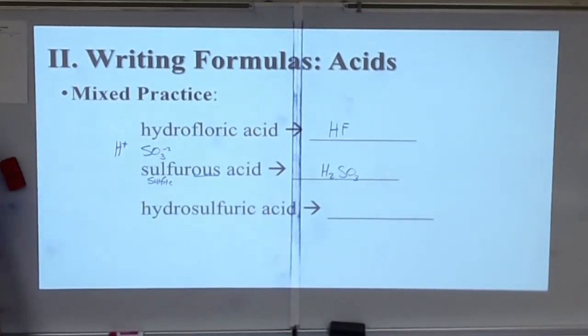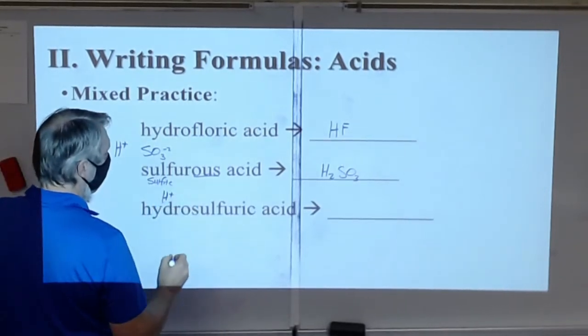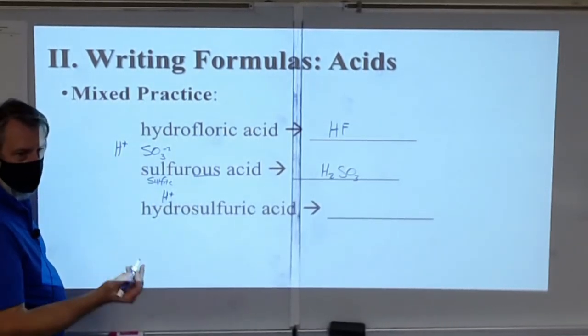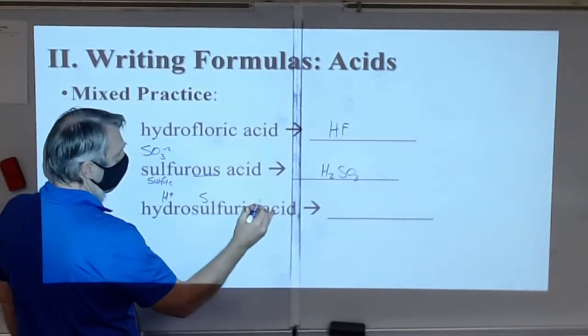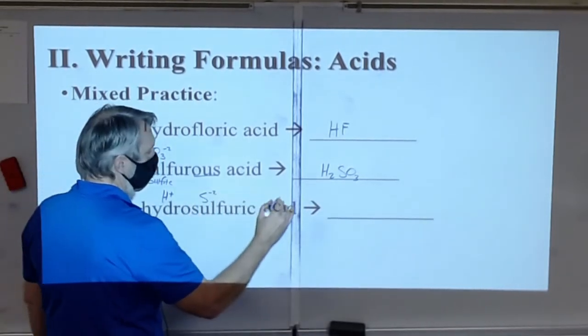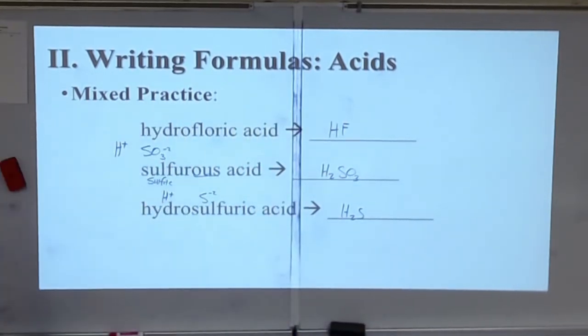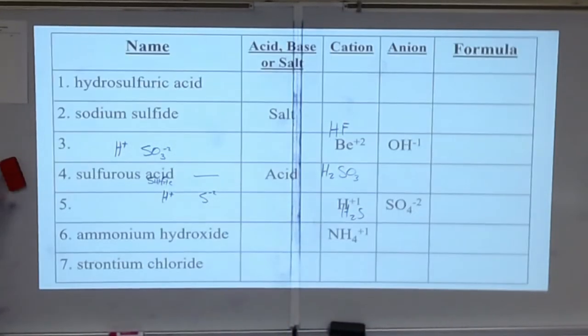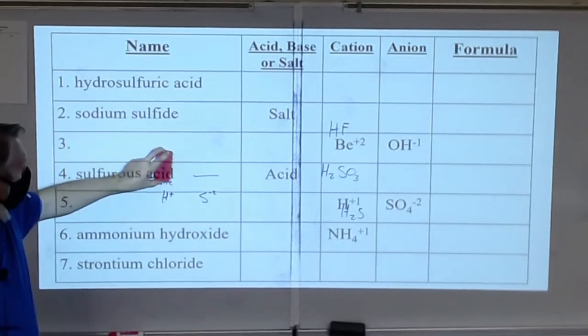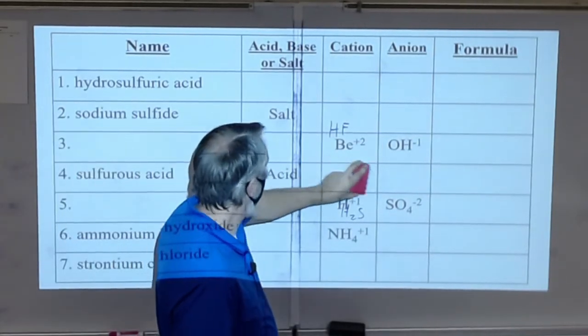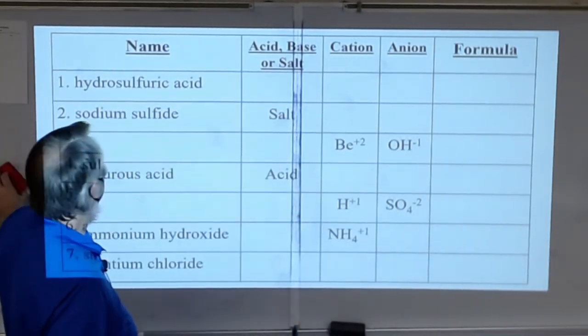Hydrosulfuric acid. Now, hydrosulfuric means it's going to be what kind of acid? Binary. So I've got two things. I've got H plus, and sulfuric is going to be sulfur, and its charge is, crisscross that, I get H2S. Good? All right. Hydrosulfuric.